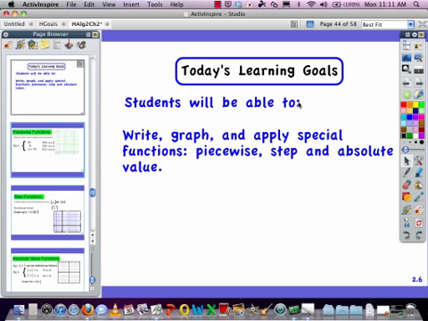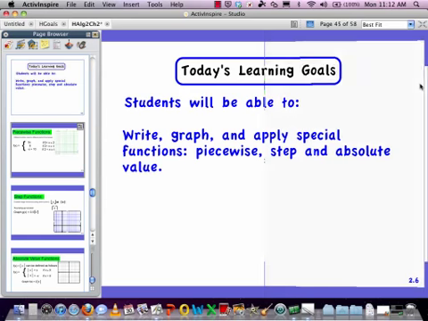Today's lesson from section 2.6 on special functions begins with being able to write, graph, and apply special functions. And the three types we're going to be discussing are piecewise, step, and absolute value functions. So let's get started.